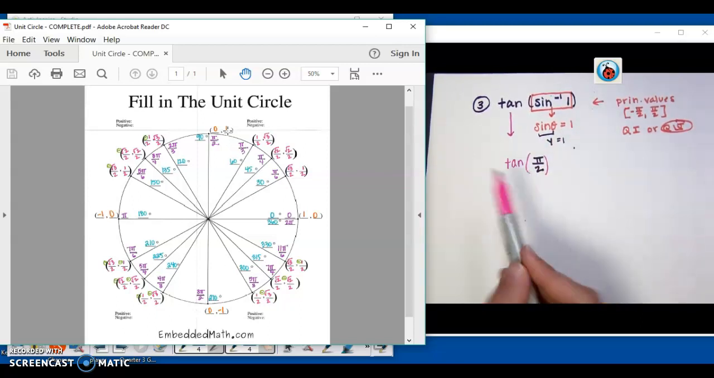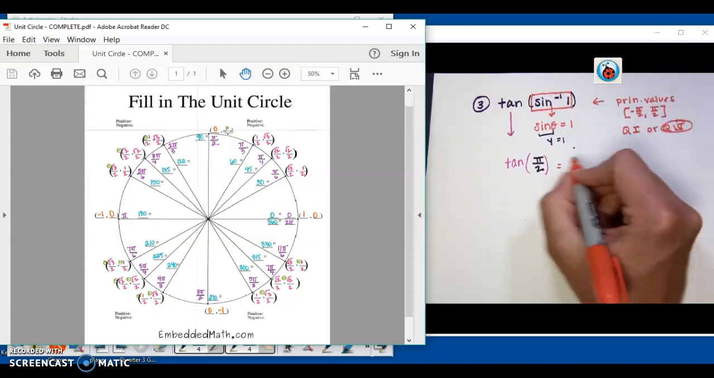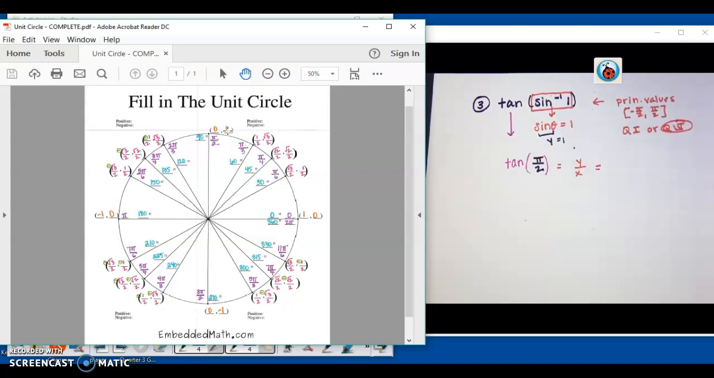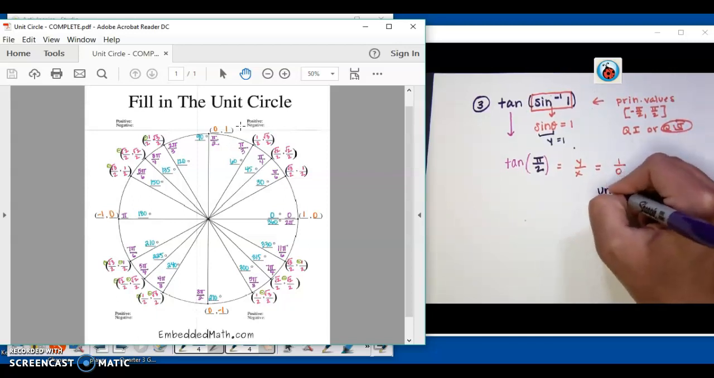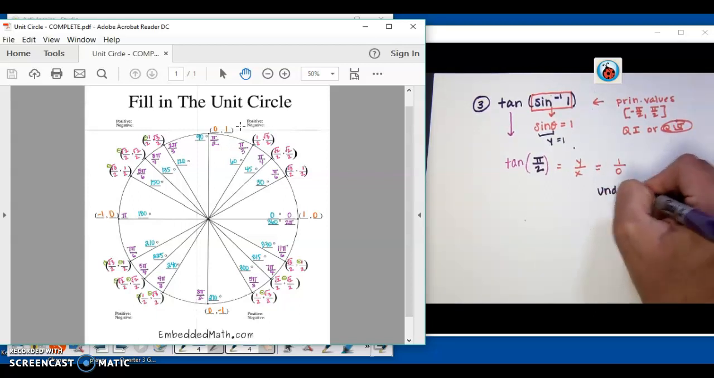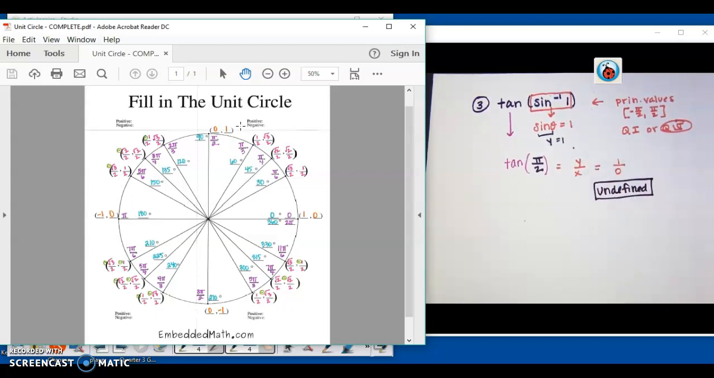Now, this is not an inverse trig function, this is just a regular tangent of pi over 2. So we know the formula for tangent is y over x. So if you take a look at pi over 2 here, the y value is 1 over the x value is 0. You cannot divide by 0. If this happens and you divide 1 divided by 0, or any number divided by 0, that means this is undefined. Okay. If you would have had 0 over 1, that would give you 0. Okay, that's not what we have here. But if you have anything over 0, that's always undefined.